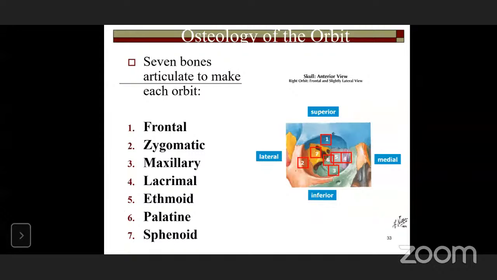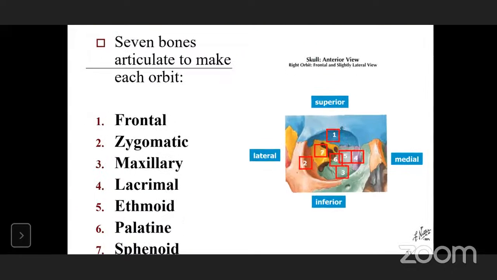Then comes something very important, which is sometimes asked as a 3-mark question: the orbit. The orbit means a total of 7 bones articulate to form the orbit. Here you can see.